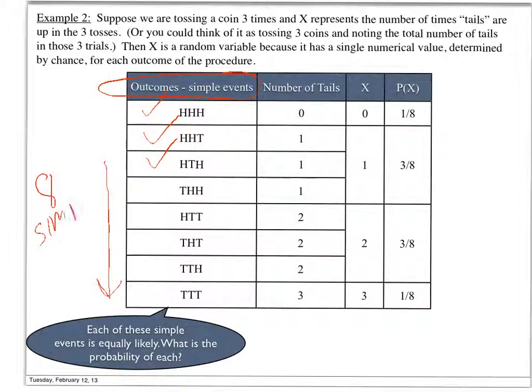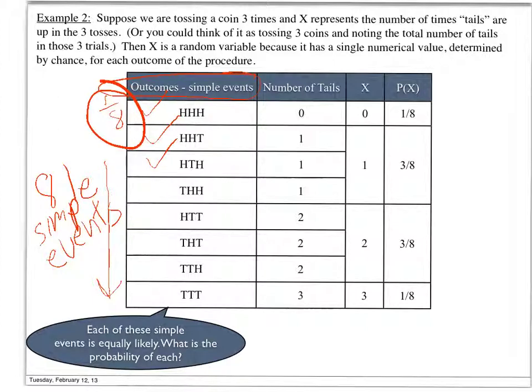And they're simple events because they can't be further broken down for this experiment, because our experiment consists of 3 trials, so each one of these is 3 trials. These are the simple events, and they're all equally likely. And so that means that each one has a probability of 1/8. So each of these events has a probability of 1/8.